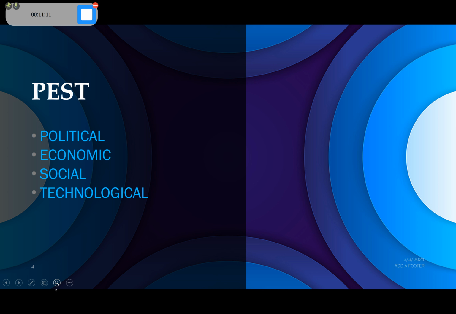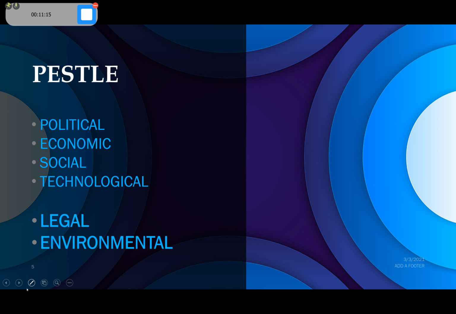So moving on from PEST, it takes us to PESTLE. And as you see, we've still got the same four from the PEST: political, economic, social and technological. But now we're also adding in legal and environmental. So if you're doing a PESTLE analysis, your ethical issues you'd probably put under possibly social, possibly environmental.